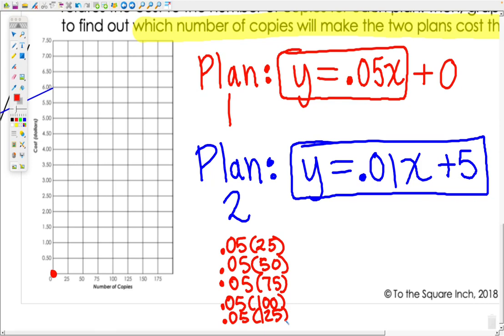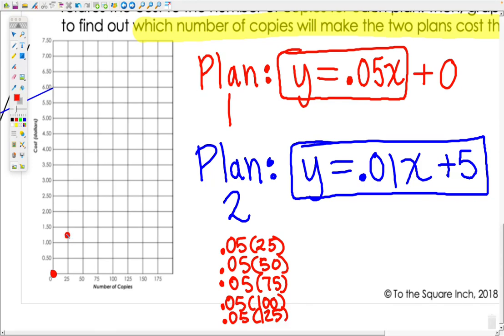I'm asking you if it's 5 cents for every copy. Well, it's 5 times 25. $1.25. So we gotta line it up. So look, that means I'm gonna go over to 25 right here, but then I'm gonna come up to $1.25, which puts me right in the middle here, and then draw a dot.